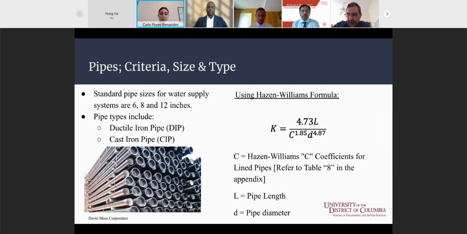When looking at pipe size and type, basically standard pipe sizes for a water supply system tend to be 6, 8, or 12 inches. For my design, I chose to do 8 and 12 inch pipes. Also, there are different materials of pipes, which can be ductile iron pipes and cast iron pipes. Basically, this pipe diameter gets plugged into the Hazen-Williams formula, and you ultimately obtain a K value that is necessary for the iteration. Next slide.